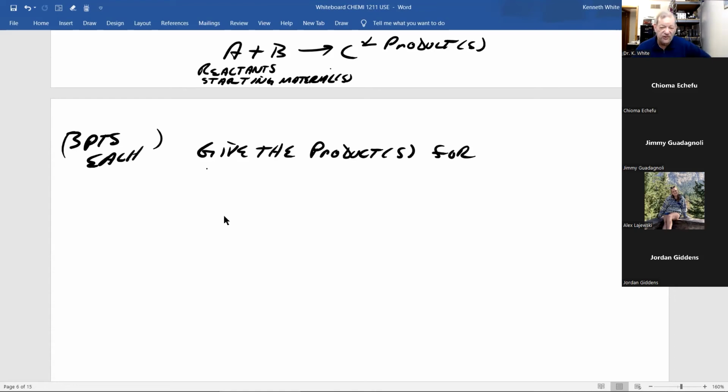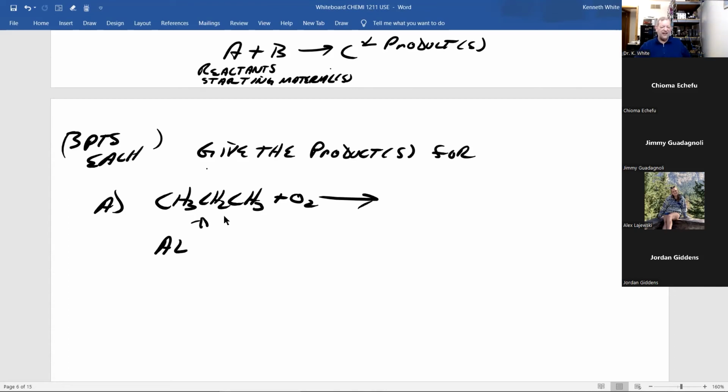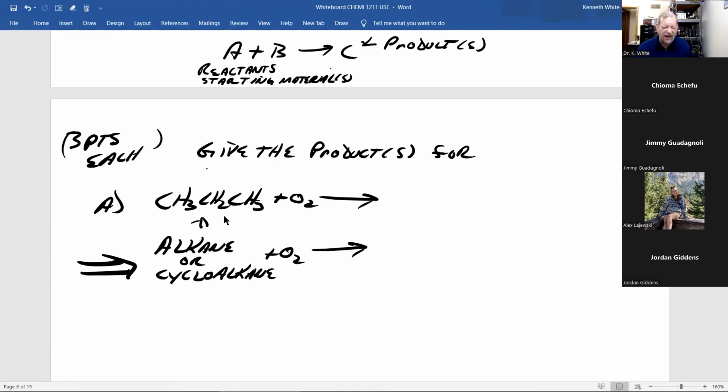So give the products for this reaction. So what do you do? You look at this and say, oh, that's propane. That's an alkane. But it could have been a cycloalkane. Plus oxygen. And you've learned this general reaction: alkane or cycloalkane plus oxygen gives me CO2, carbon dioxide, and water. And therefore, if I take any alkane, and propane is an alkane, plus oxygen, I will get carbon dioxide and water.